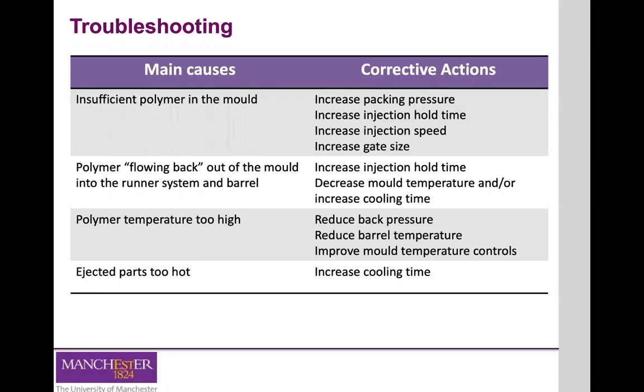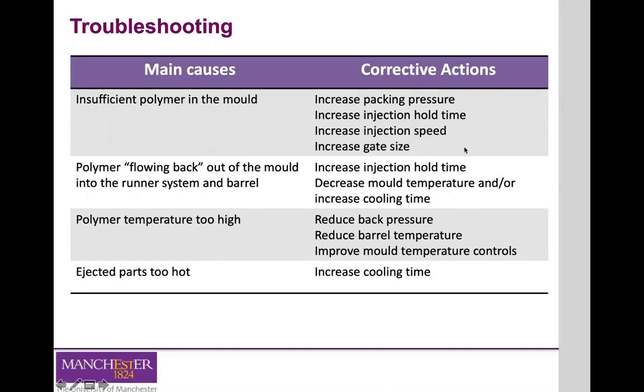Also, if we have insufficient polymer in the mold, it might be because we are doing the injection at low speed. So if we increase the injection speed, we'll decrease the likelihood of premature freezing of the material. We'll also make sure that the temperature of the material will increase. And by doing so, we also ensure that we have a higher fluidity of the material and, as a consequence, the ability of the material to reach these areas will be higher. And in this way, we can minimize the formation of these sink marks.